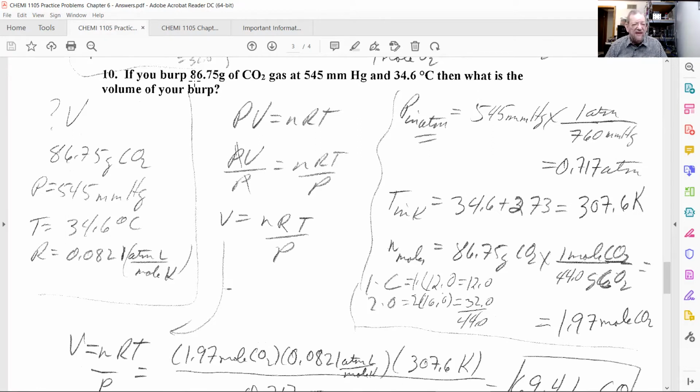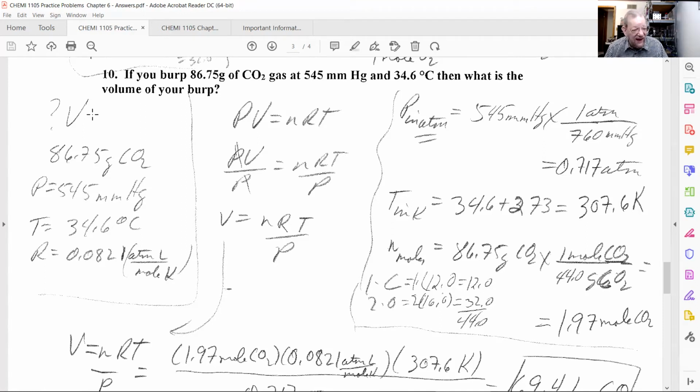If you burp 86.75 grams of CO2, boy, that's going to be a monster burp. But anyways, CO2, carbon dioxide at 545 millimeters of mercury and 34.6 degrees C, then what is the volume of your burp? Now, this will be 15 points. Oh, I gave it away.